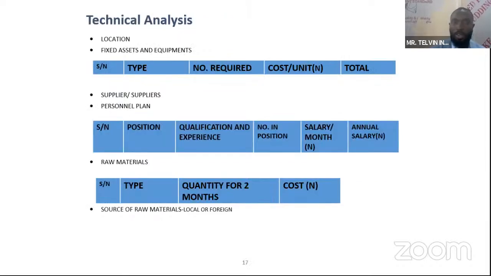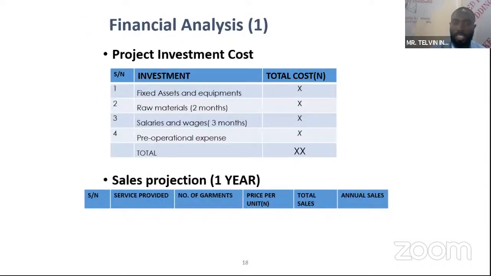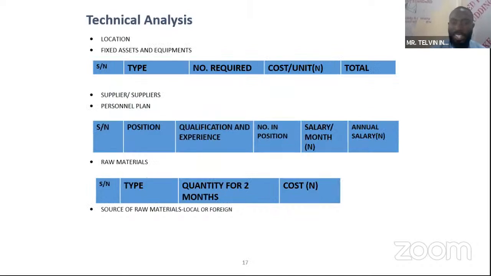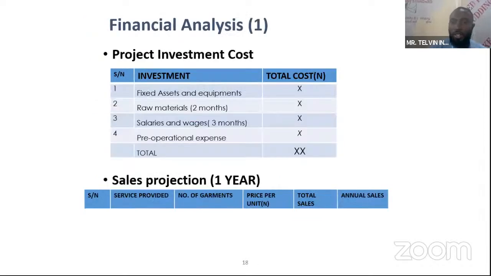You see where you have your raw materials. You come and bring them down here under your raw materials for 2 months, the total. You see where you have your personnel plan, how much you are going to pay them in salaries. But for here, you are going to put the salaries and wages you are going to pay for 3 months. Then your pre-operational expenses. That is what most of you may call miscellaneous and all that. So the total will now give you the total cost that you need for your project.